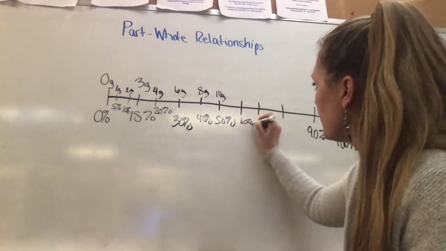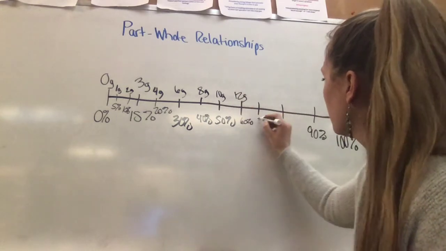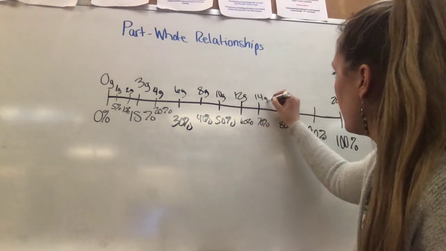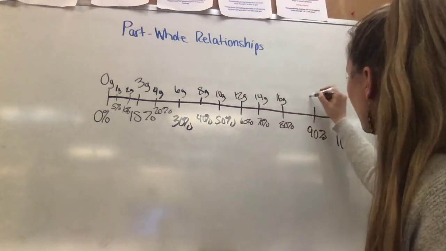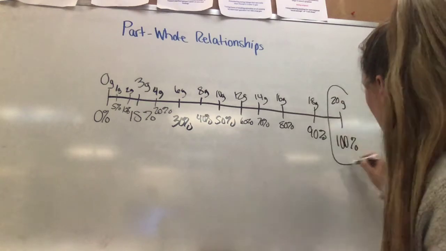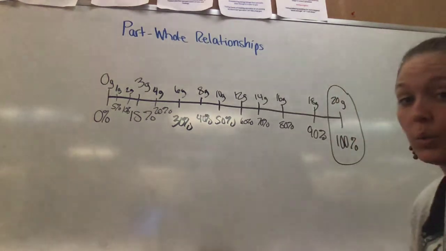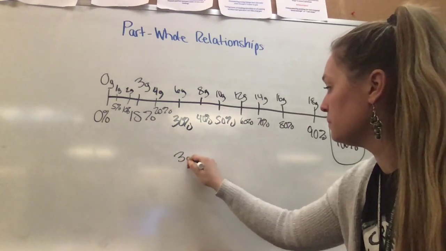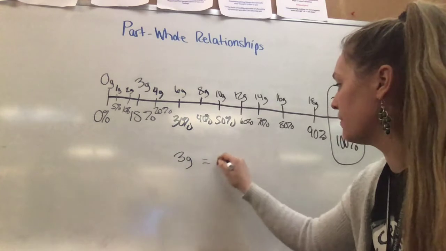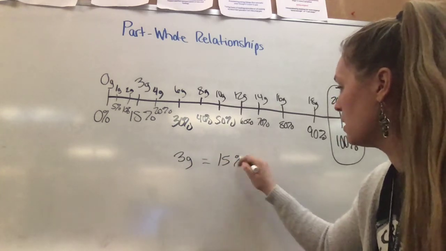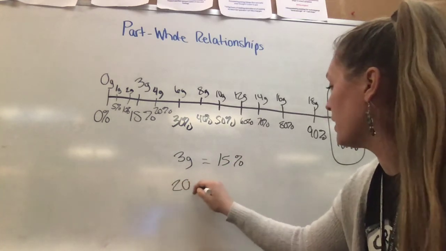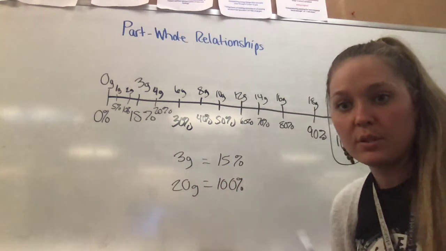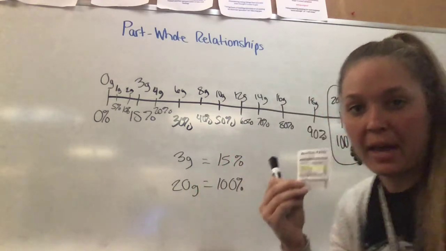This would be 60%, which would be 12 grams, 70% and 80%, 14 grams, 16 grams, 18 grams, and then finally what I was actually looking for, which was 20 grams. So 3 grams is 15%, and then 20 grams is our 100%. So that was using this nutrition label for Cheesy Mac mac and cheese.